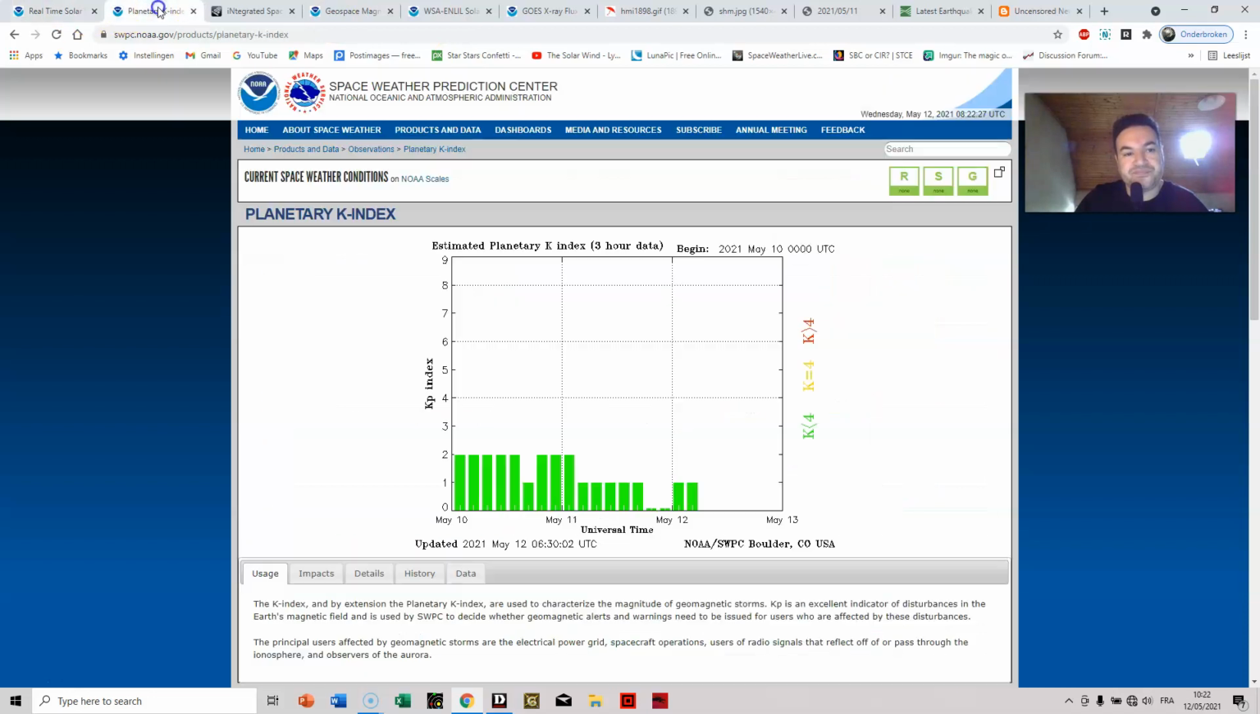When we look at the KP index, we don't see much happening. This is normal. The impact just happens. This might change. We might see a geomagnetic storm. We will see in the coming hours how this develops further.